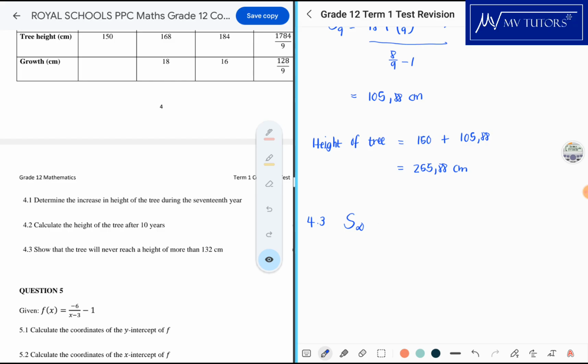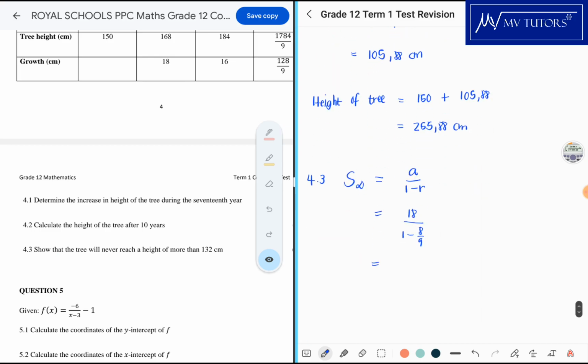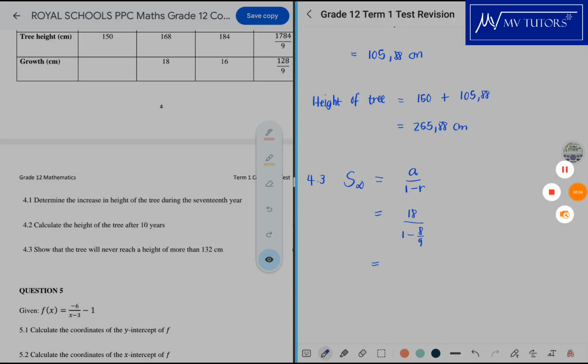So we're going to use our sum to infinity formula. So that one is a little bit easy. Sum to infinity would be equal to a over 1 minus r. Okay, so we know that a in our case is 18 and r is 8 over 9. Remember, similar to what we did in 4.2, we're getting the sum from year 2 onwards. Okay, remember there's still year 1, because we want to show that the tree will never exceed a height of 132 centimeters. So after getting the sum to infinity, we need to add 150 centimeters.